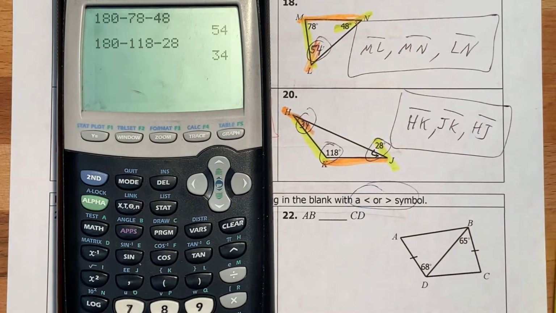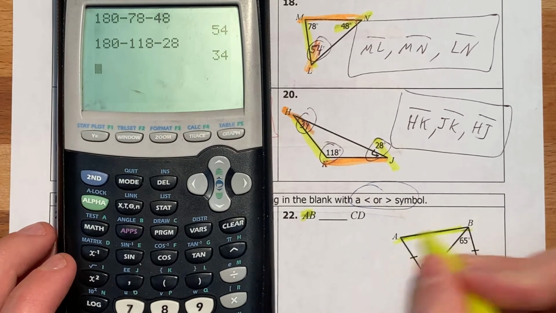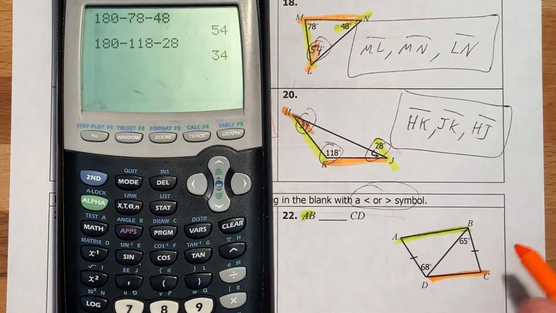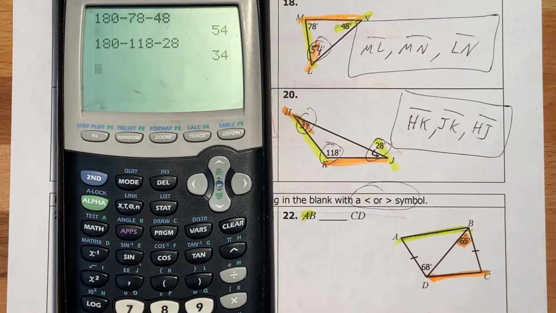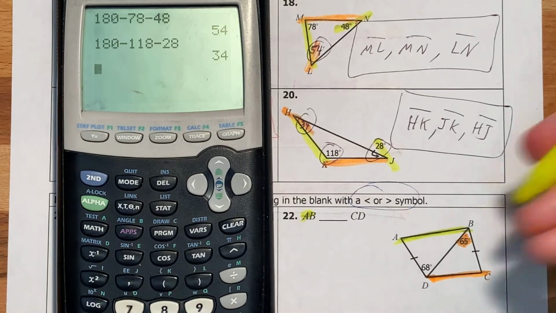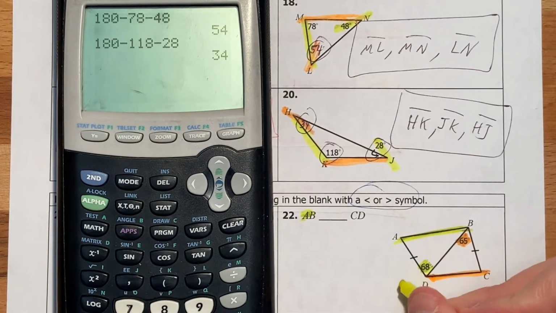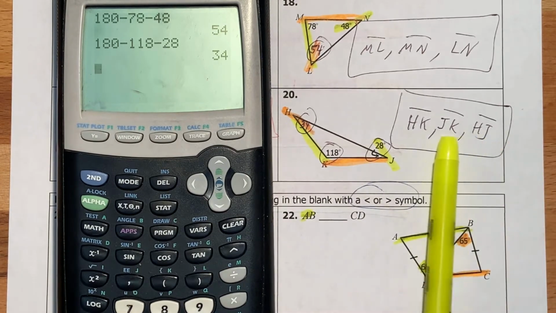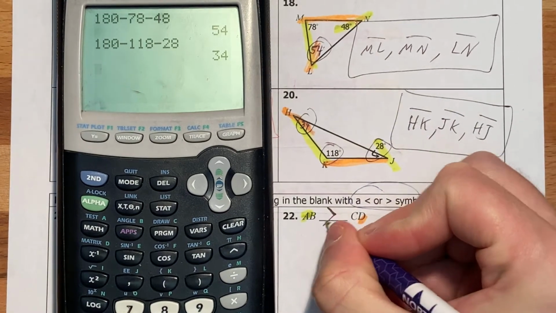Let's see, AB and CD. So CD is opposite this. AB is opposite that. So it looks like yellow is bigger. So yellow is bigger. I forgot. So yellow is bigger.